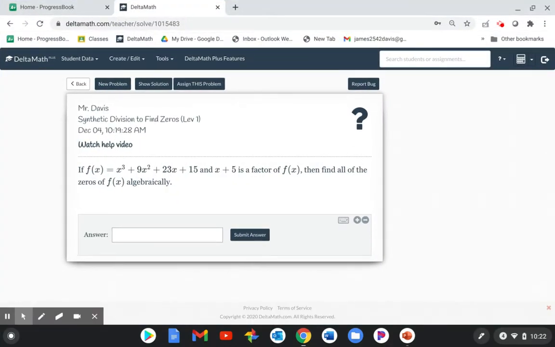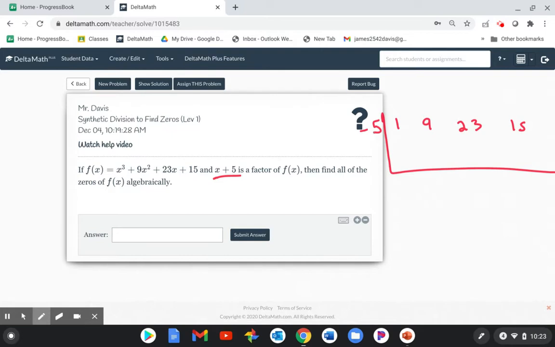With our first one here, the first thing we need to do is always just double check and make sure we haven't skipped any powers in the function. All of these, there shouldn't be any that are skipped, but just going to double check. We got 3, 2, 1, and then no power. So we're going to write out those coefficients. So we got 1, 9, 23, 15. Make our box. And on the outside, it's going to be the opposite of this factor, so it's going to be -5.